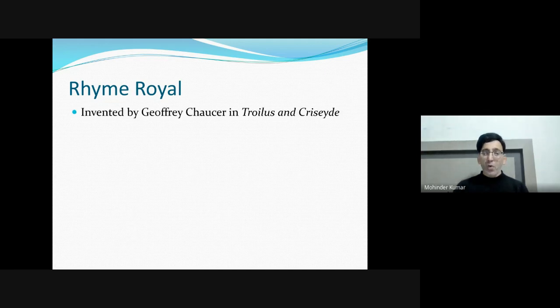Geoffrey Chaucer, you know, father of English literature, father of English language, father of English poetry, and he invented rhyme royal in his poem Troilus and Criseyde. Now, what is rhyme royal? Actually, rhyme royal is a stanza of 7 iambic pentameter lines.